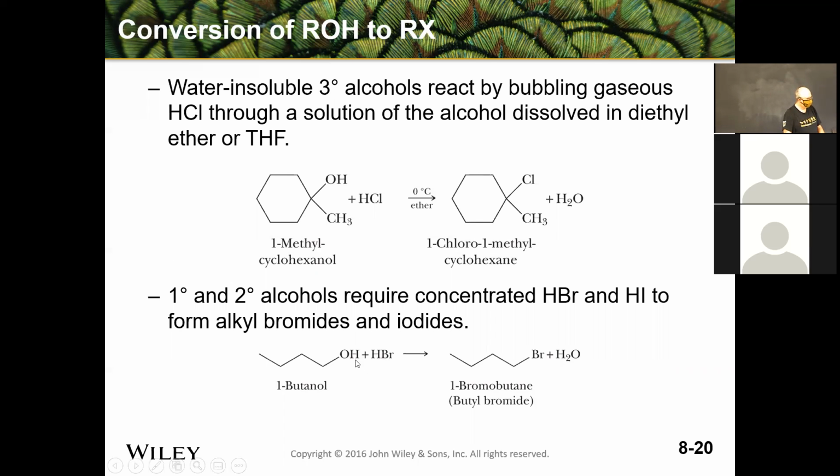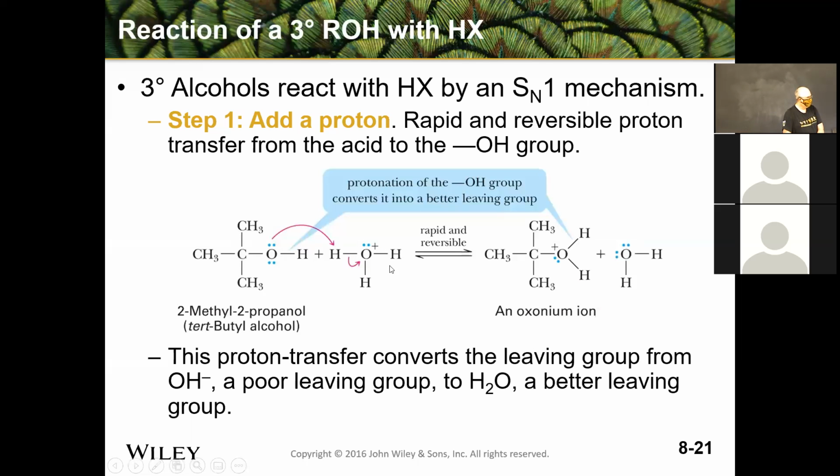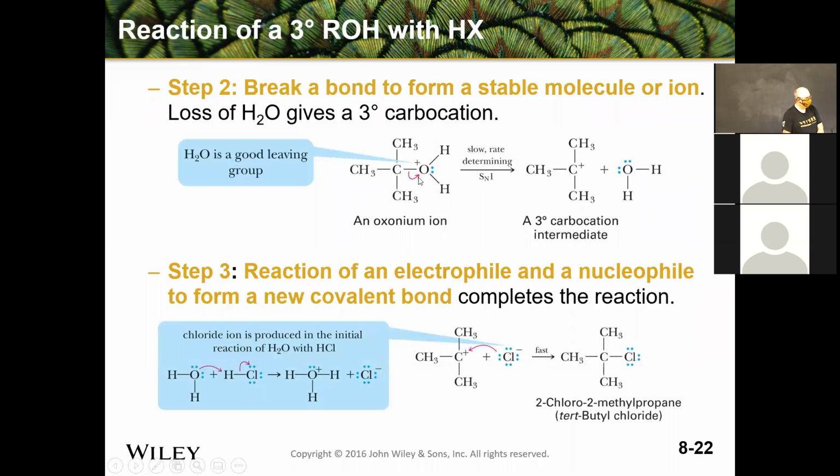This was actually a reaction that we did last week in my lab. We used 1-butanol and HBr to produce 1-bromobutane. This is how the mechanism takes place. OH is a poor leaving group, but in the presence of acid, oxygen picks up a proton, and now water is a much better leaving group. So water leaves, giving us a tertiary carbocation, and then in the last step, chloride attacks to form our product.